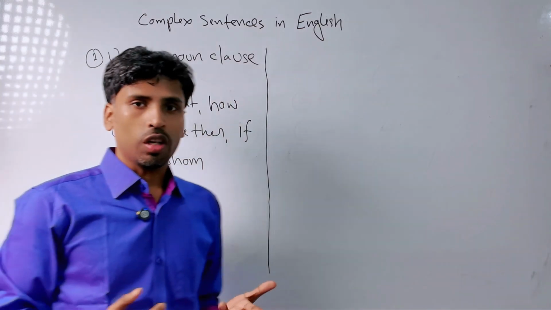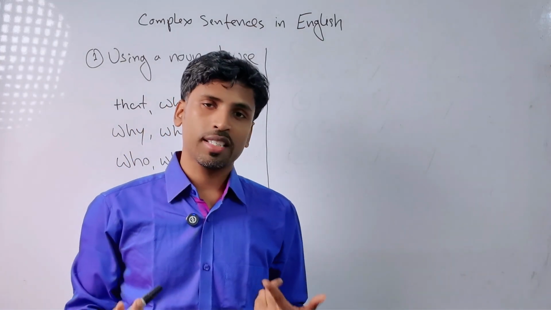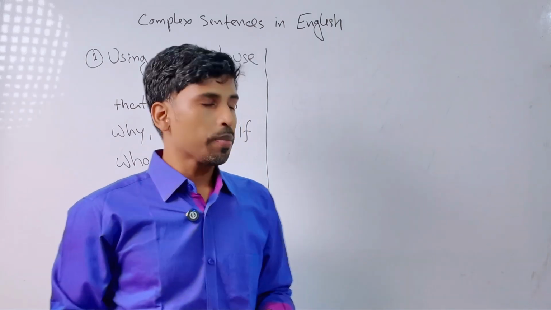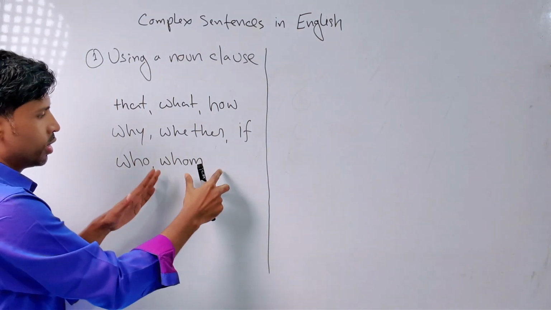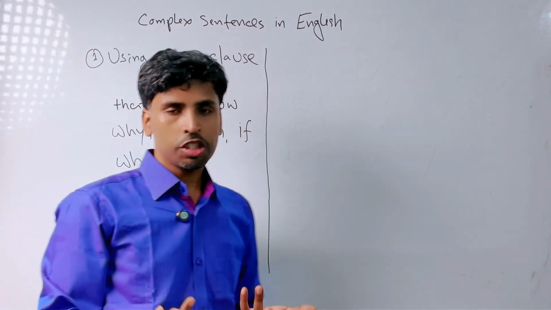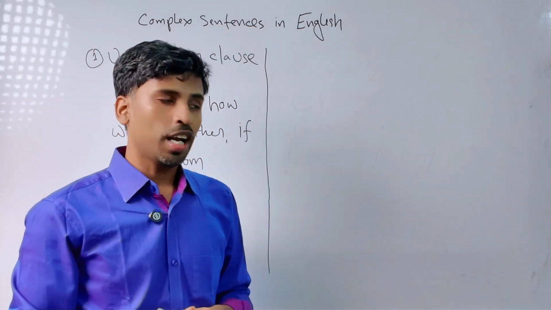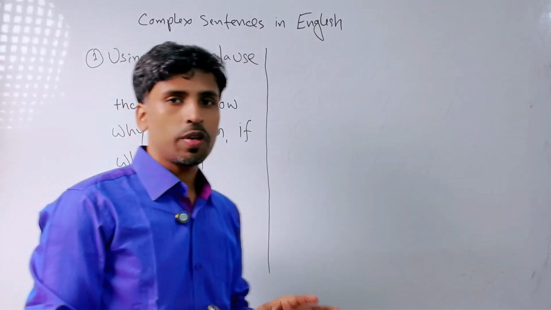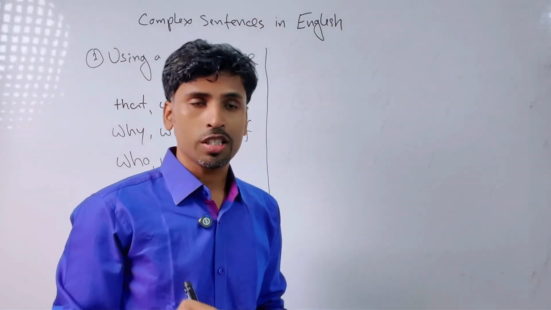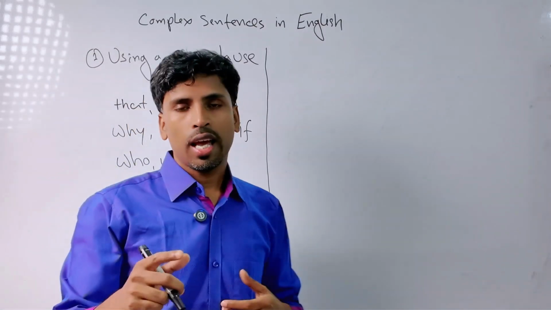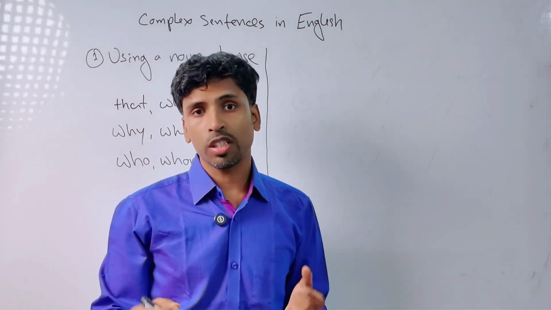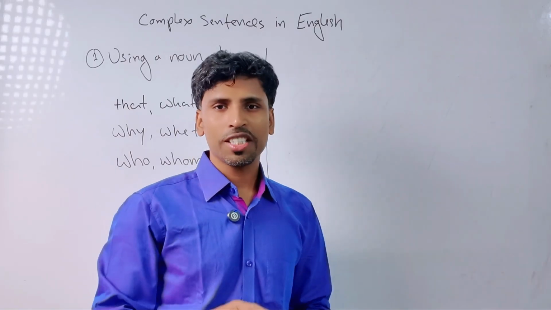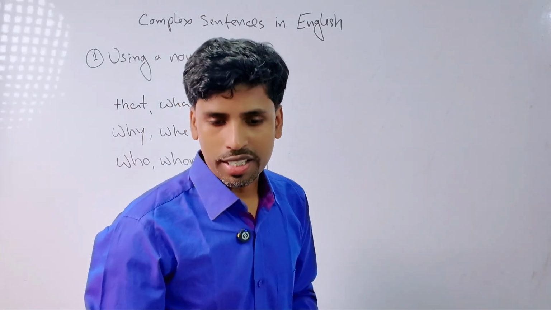Now, what is a noun clause? A noun clause is one that acts as a subject, an object, or a complement. Now, these are some of the words that can signal to you the presence of a noun clause. So I'm going to be writing some example sentences here so that you can better understand the concept of a noun clause and so that you can use noun clauses in your own writing to form complex sentences. So let's take a look at the first example sentence.